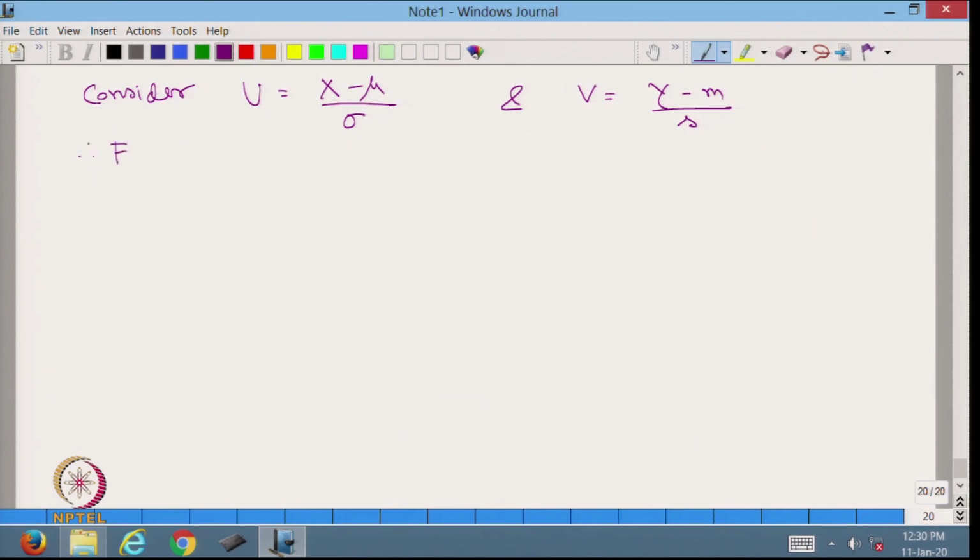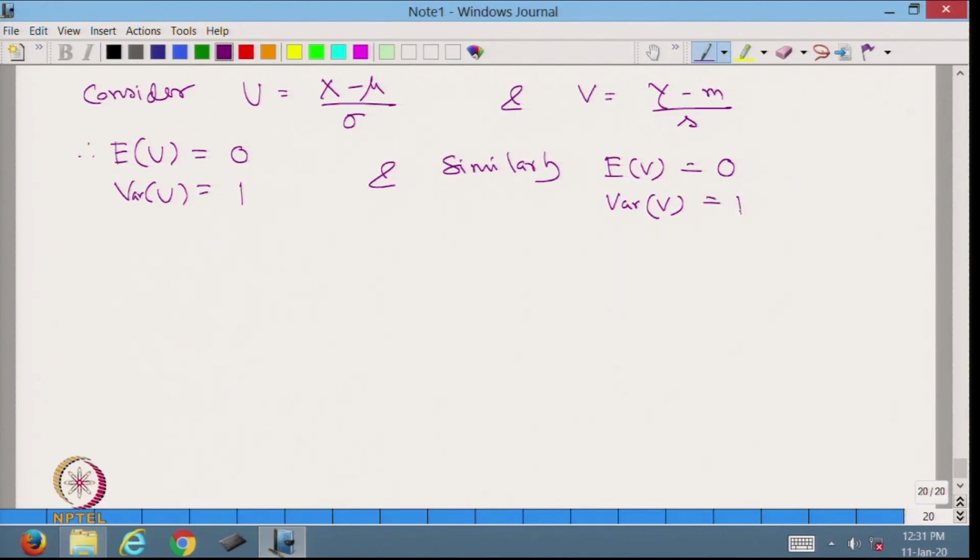Therefore, expected value of u is going to be 0, variance of u is going to be 1 by sigma square into variance of x, therefore, it is going to be 1, and similarly expected value of v is equal to 0 and variance of v is equal to 1.